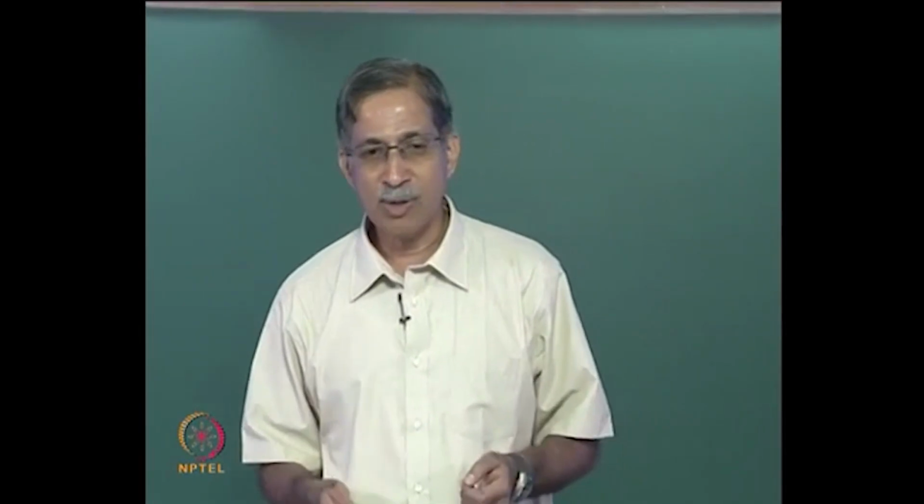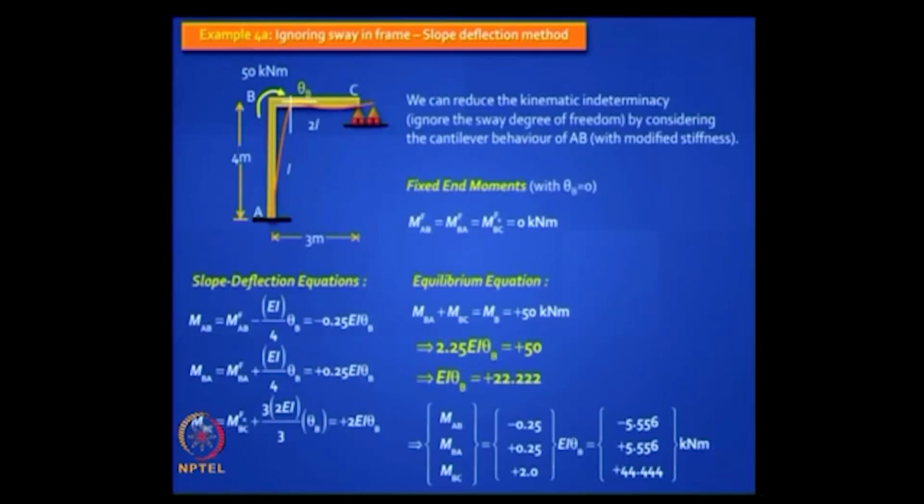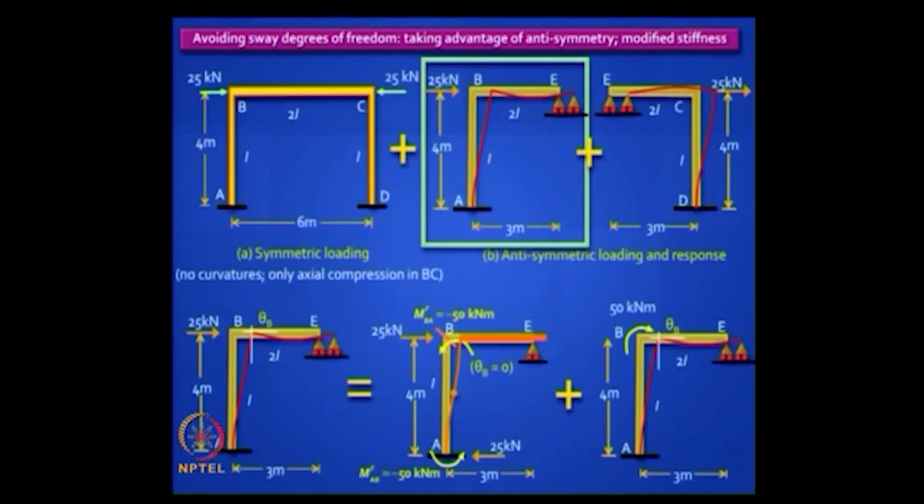So if you do it by the slope deflection method, first you calculate the fixed end moments, you will have fixed end moments only in the column, not in the beam, and of course here I am not including the fixed end moments, because if you go back to the previous figure, I am analyzing, this is already known, so I am analyzing this part.